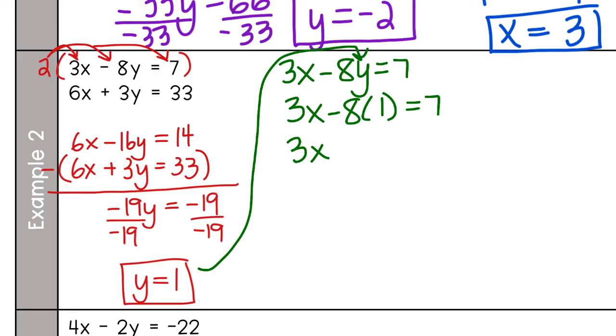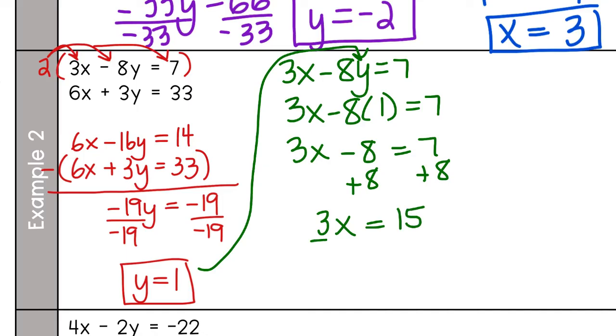3x. What is negative 8 times 1? Just negative 8 equals 7. So from here, it's just a two-step equation to figure out what the value of x is. First, I would add 8 to both sides, which gives me 3x equals 15. Then we divide by 3. So x equals 5.